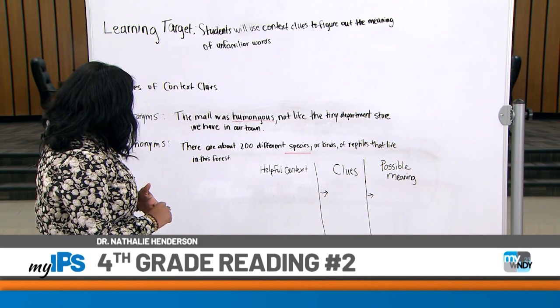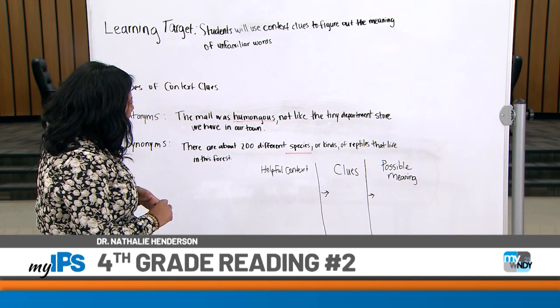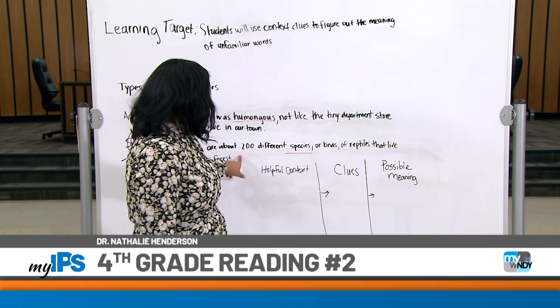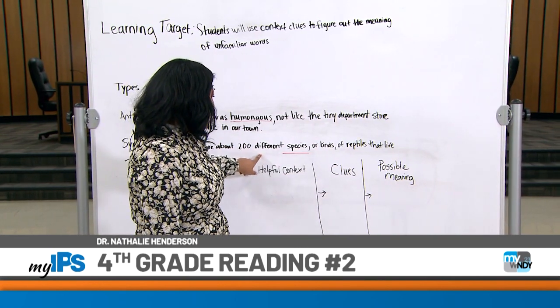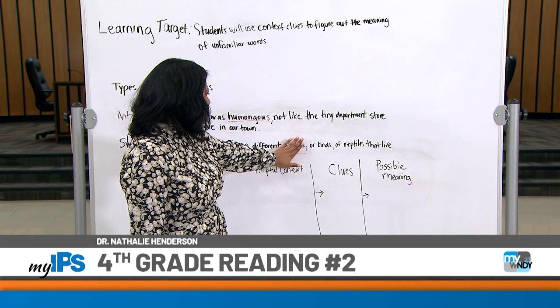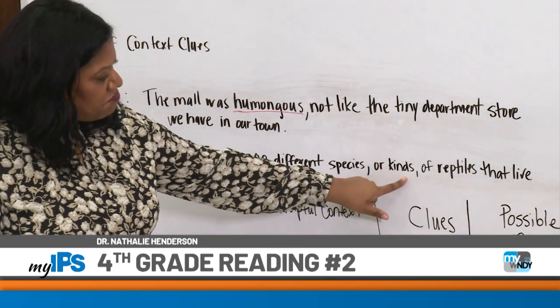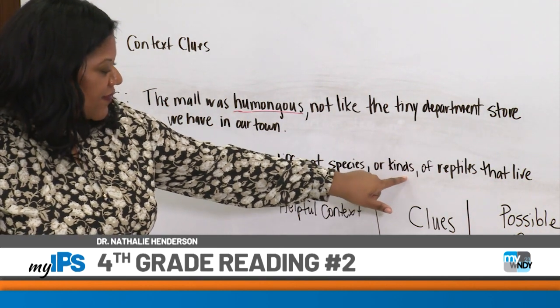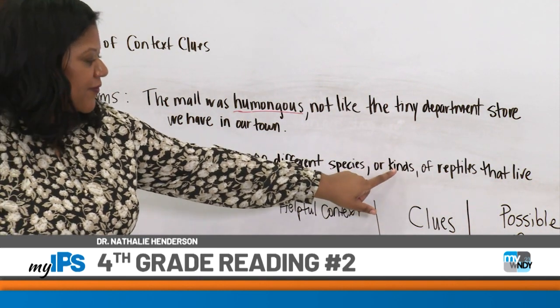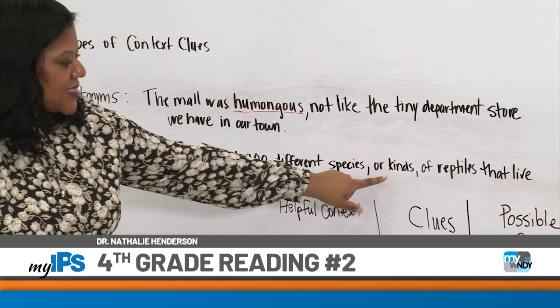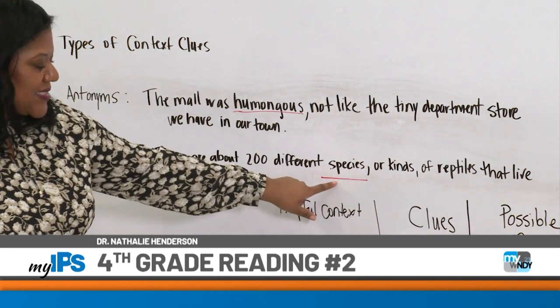So what clues can I think of? Species or kinds. I know that there are 200 different, and if I cover up this word, 200 different kinds, okay, let me think about ice cream. There could be 200 different kinds of ice cream. So I wonder if, in that example, kind is the same or similar to the word species.